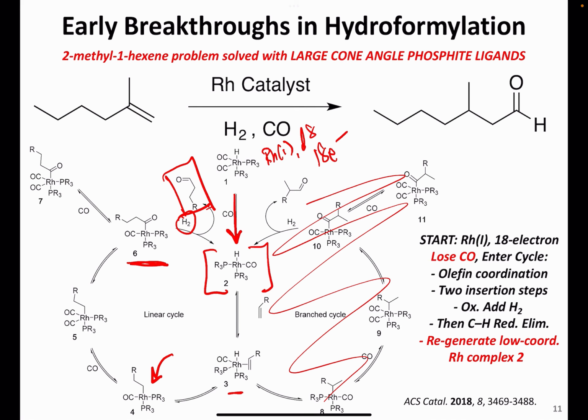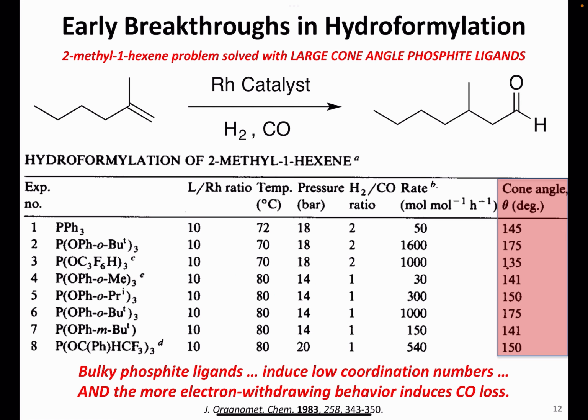And so what you need, or the catalytically active species, is low coordinate. Well, if it's low coordinate, that means it's probably going to be supported by large cone angle ligands. Furthermore, you have to lose CO to enter the catalytic cycle. And so what is going to promote the loss of CO? Well, it turns out that these large cone angle phosphine ligands do. And so if you look here at a table showing the turnover rate right here, you'll notice that the large cone angles lead to a large degree of turnover.